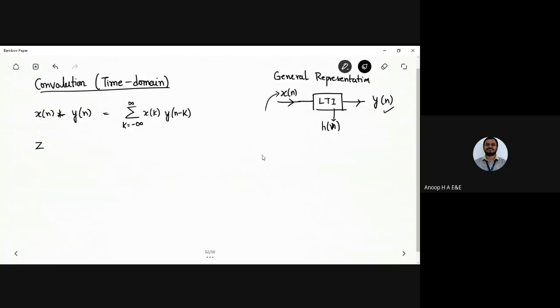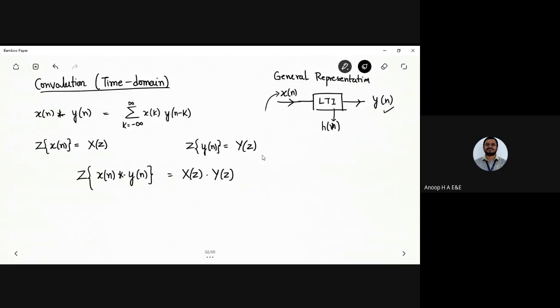Now if I take the Z transform of the individual signals, the Z transform of x of n would be X of z, and the Z transform of signal y of n would be Y of z. Similarly, the Z transform of the convolution of two signals would be X of z multiplied with Y of z.